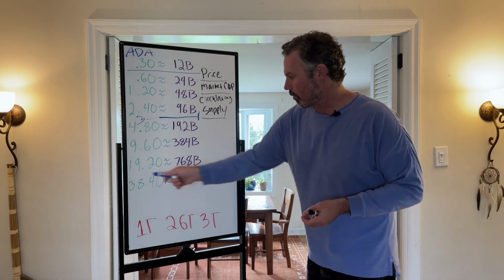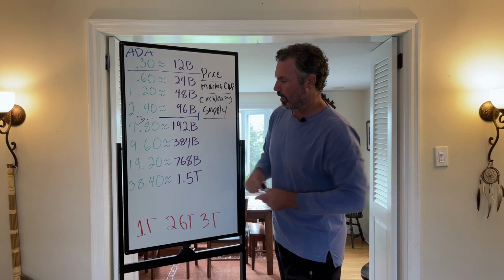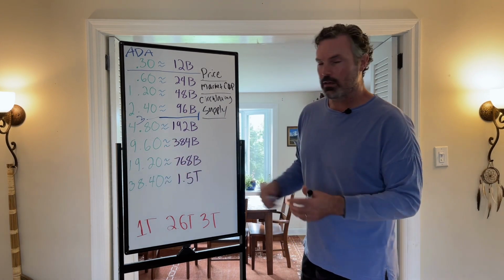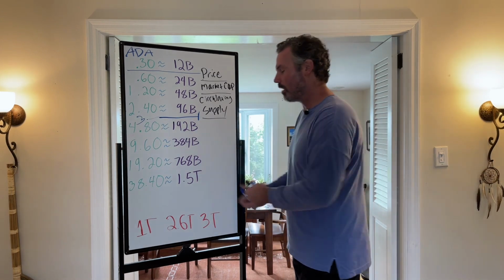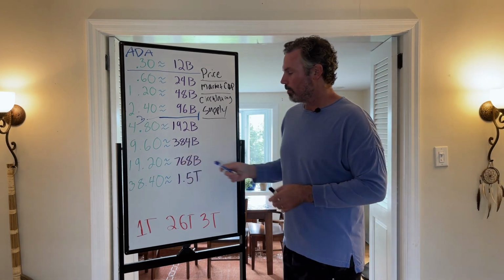So we're moving on down. We're kind of approaching the $1 trillion market cap here. And for Cardano to hit $20 ADA, for one ADA, one token to be $20, you're going to be around the $800 billion market cap.